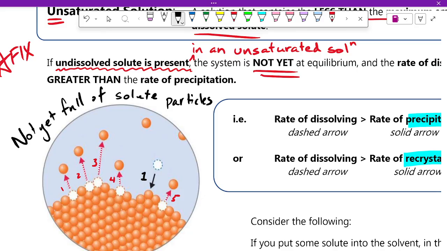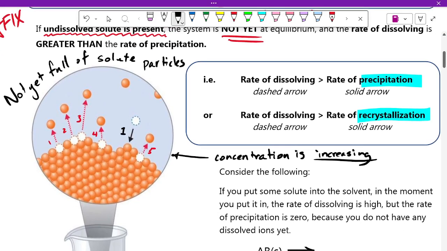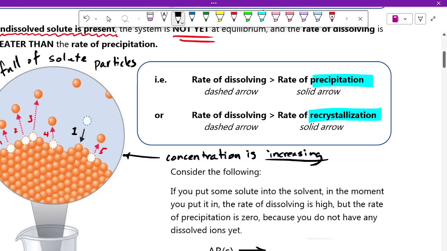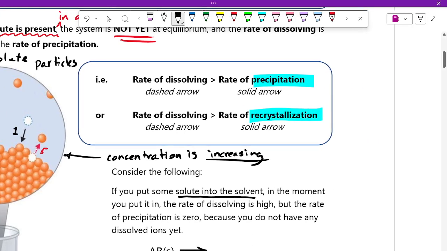So what will be happening to our concentration here? The concentration will be increasing, right? Because we're dissolving more than we are recrystallizing. Yeah? So if we put the solute into the solvent, in that moment that we put it in, let's draw a little rate graph here, rate.